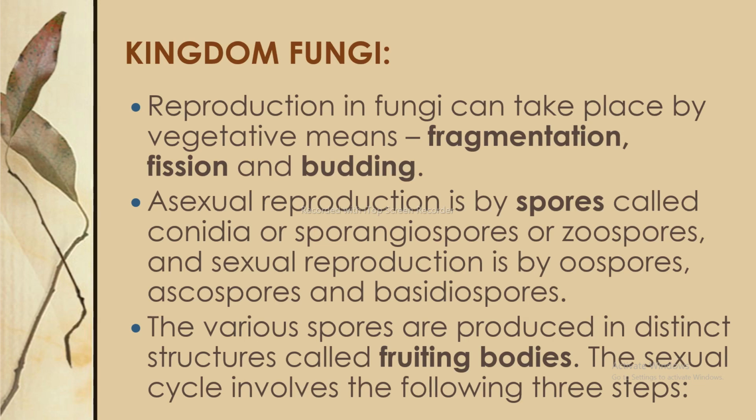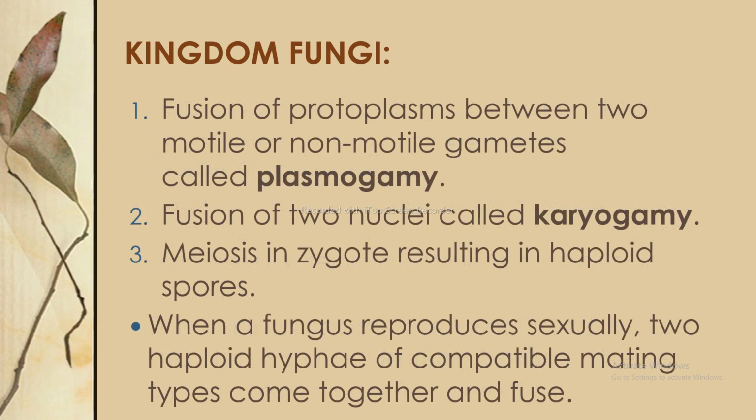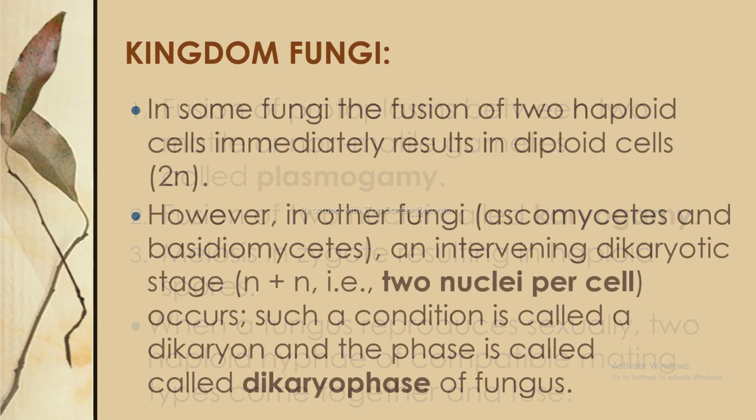The sexual cycle involves the following three steps. First is the fusion of the protoplasm between two motile or non-motile gametes, called plasmogamy, then fusion of two nuclei, called karyogamy, and meiosis in the zygote resulting in haploid spores. So when a fungus reproduces sexually, two haploid hyphae of compatible mating types come together and fuse. In some fungi, the fusion of two haploid cells immediately results in diploid cells, 2N.